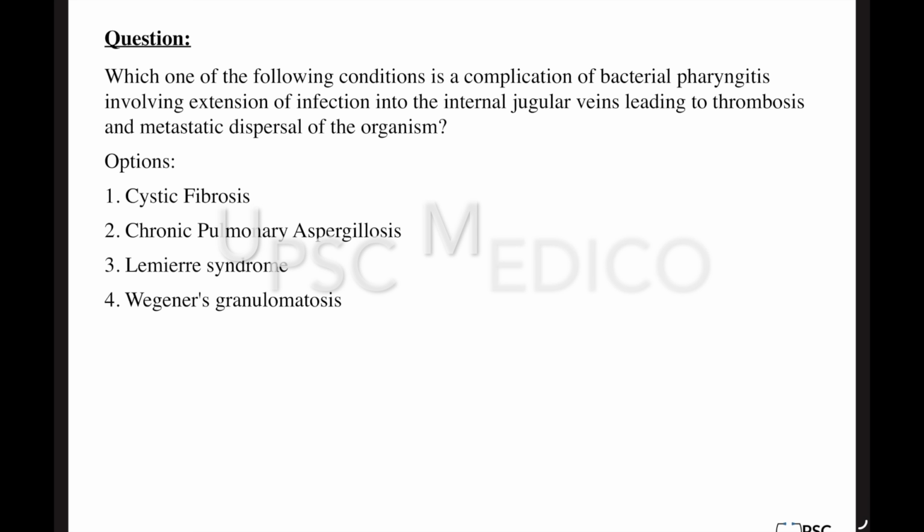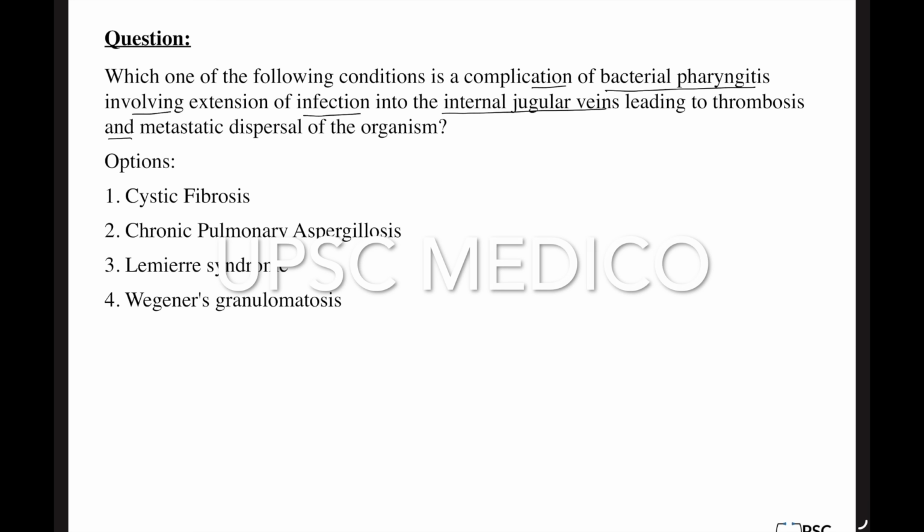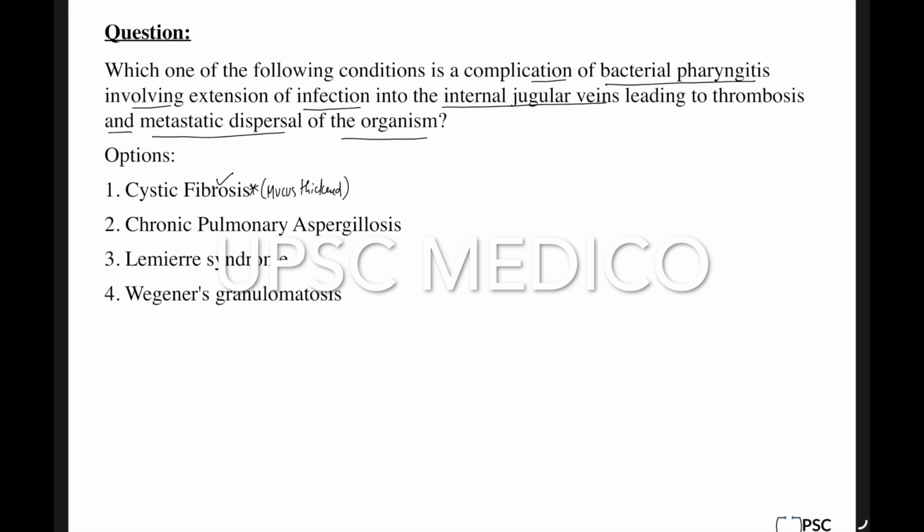Now, which of the following condition is a complication of bacterial pharyngitis involving extension of infection into internal jugular veins, leading to thrombosis and metastatic dispersal of the organism? See, it is a little complex for me to understand. So what I'll do, I'll look at the options. One thing I'll know, cystic fibrosis is CFTR gene mutation. It is more concerned with mucus problem. Thickened mucus, right? And this will lead to some atelectasis of the lung and also pancreatic problem, malabsorption. So this is straight away not an option.